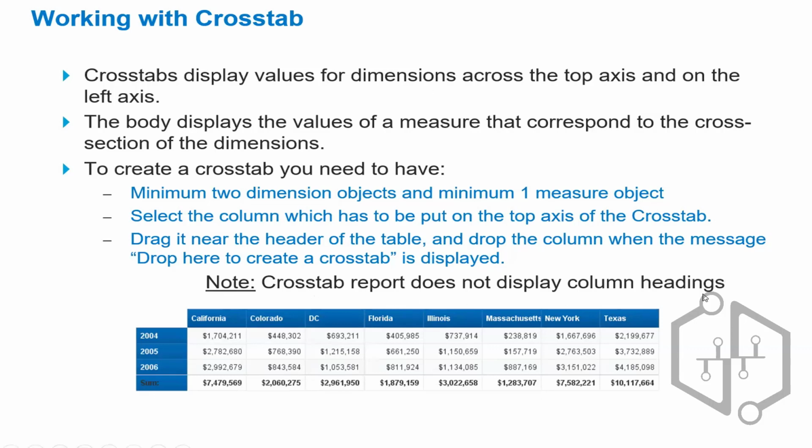A cross tab report does not display column headings. Yes, that is correct. It automatically does not represent column headings. We have some numerical values in the body, but we don't know whether it is sales revenue or profit or anything. So by default it will not display column headings. It will only display dimensions in the left axis and the top axis.